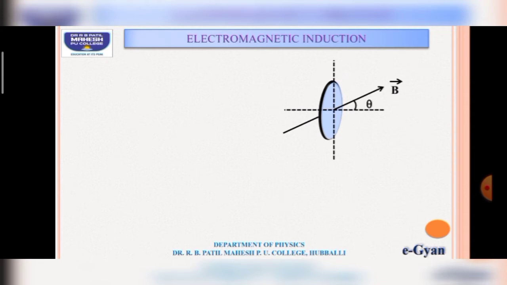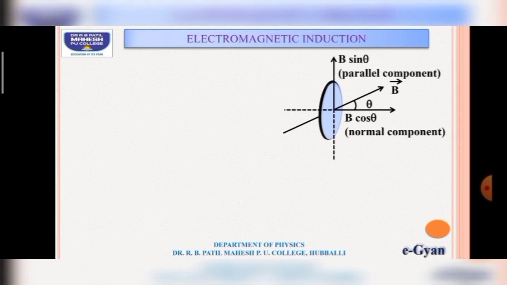Then here we can resolve this magnetic field into two components. One, the normal or perpendicular component to the surface, that is B cos theta. Another, the parallel component, that is B sin theta. Here the magnetic field is making some angle theta with the normal of the surface, therefore we are resolving this magnetic field into its rectangular components. One is B cos theta, normal to the surface. The other is B sin theta, parallel to the surface.